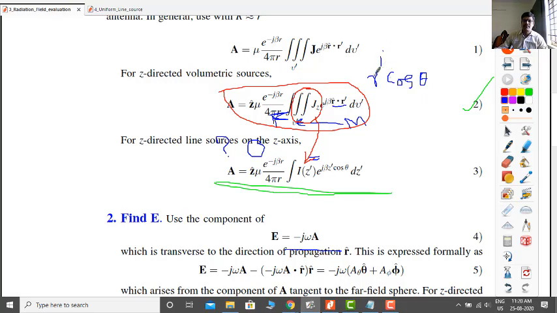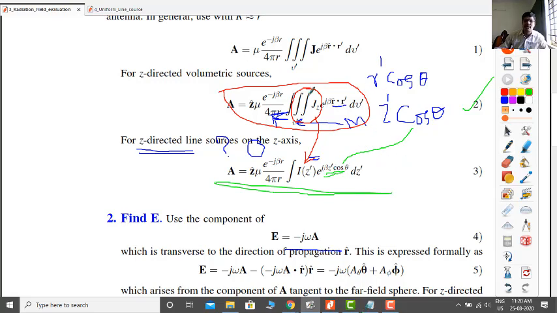And this r prime represents the direction along which the source is oriented, or the source current is flowing. For the Z directed line source, the source will be oriented along the Z axis, therefore we can put z prime. The prime notation refers to points pertaining to the source, so it becomes z prime cos theta. That is this one.